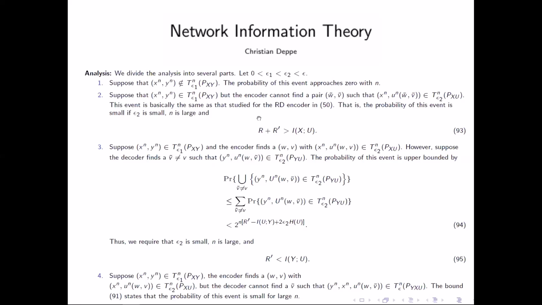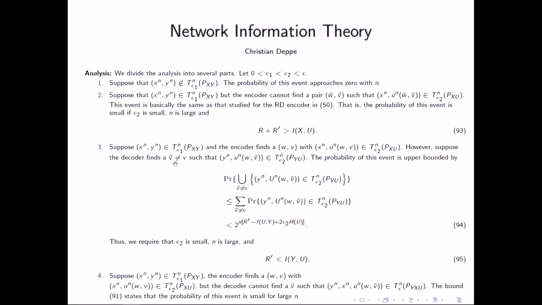This is in principle the same as we studied already for rate distortion for a single source. We analyzed this and got as a result that R plus R prime has to be bigger than the mutual information between X and U. So we can just copy the proof of this. The next case is again, X^n and Y^n are jointly typical concerning X and Y, and the encoder finds a pair W and V such that X^n and U^n are again jointly typical concerning X and U.